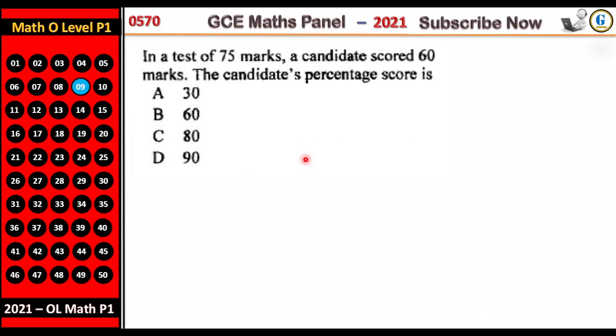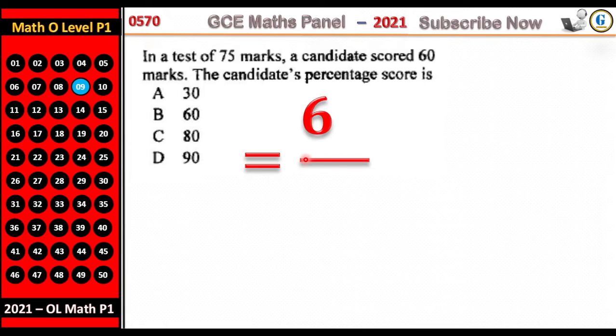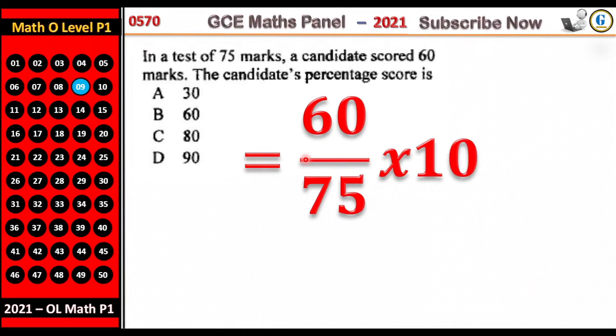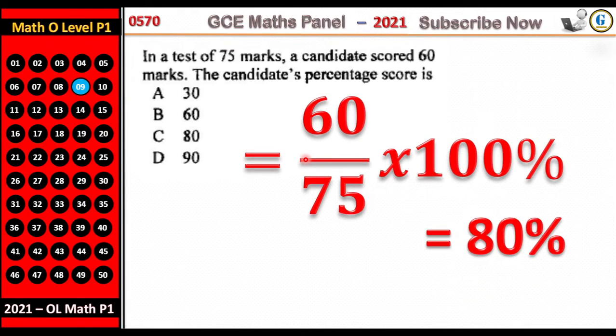Question 9. In a test of 75 marks, a candidate scored 60 marks. The candidate's percentage score is 60 divided by 75 expressed as a percentage. So we say the candidate scores 60 out of 75 times 100%, and when we cancel out, it gives us 80%. Our key here is C.